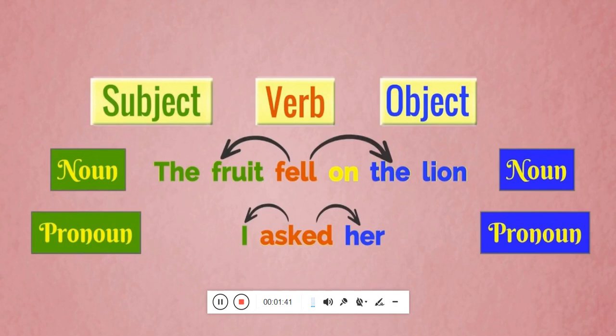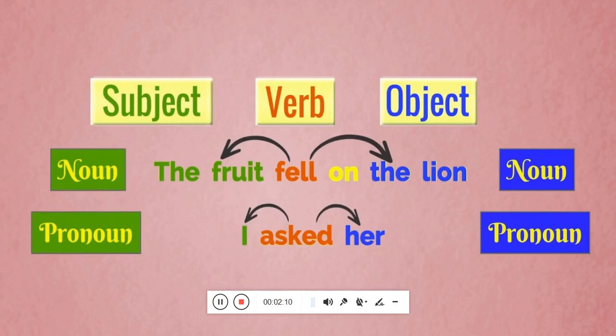Can you read it one more time so that you will get more clarity? The fruit fell on the lion. In this sentence, what fell on the lion? The fruit. The fruit is doing something to whom? The lion. And the lion received some sort of action from the subject, so it is called the object here.